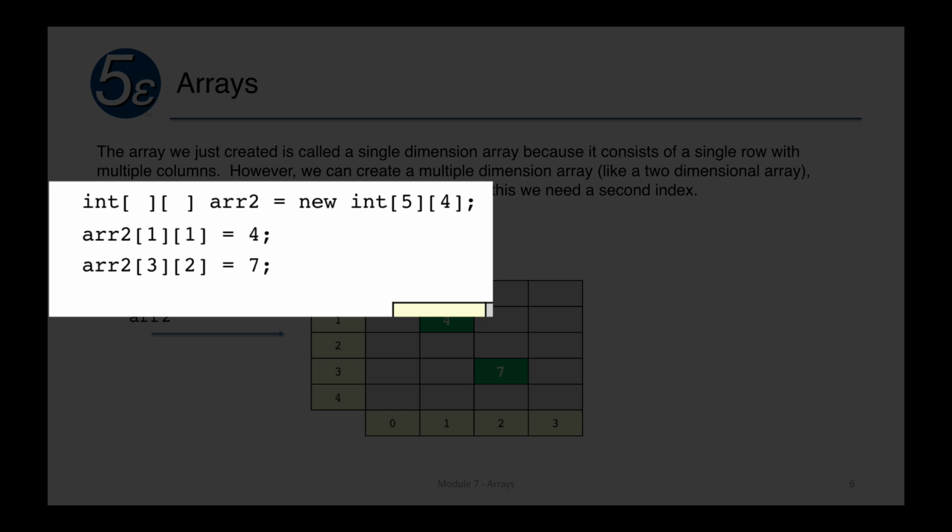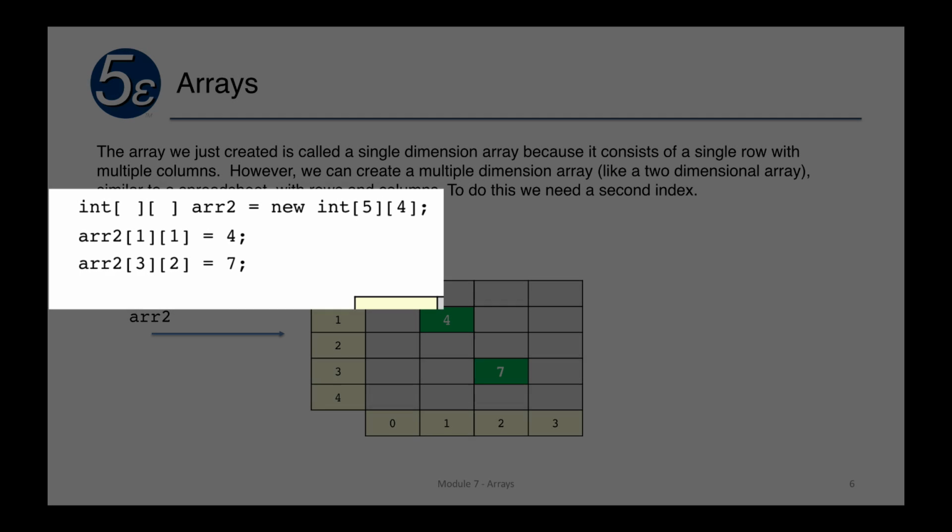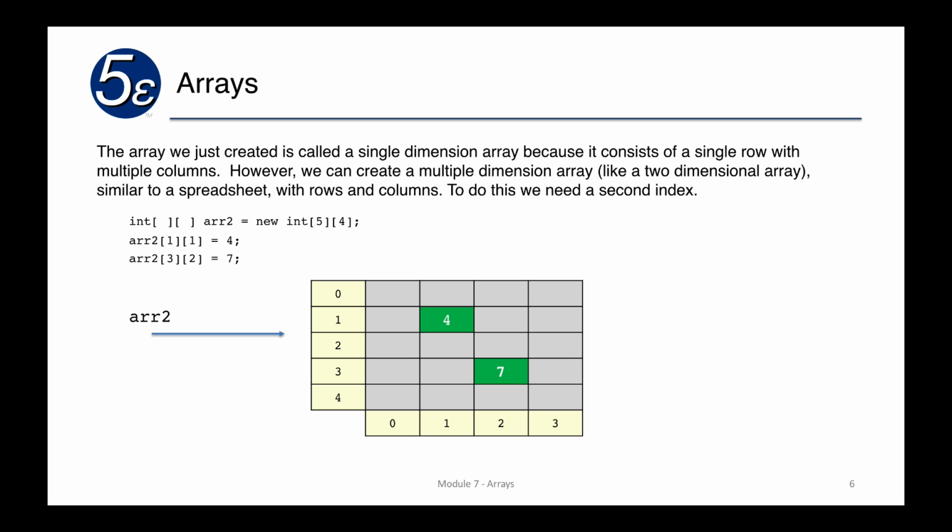In this case, we have ARR[1][1] equals 4. So we go to the row 1, column 1, and we put in a 4. In the case of this one, we go to 3 and 2. And these should be ARR2, not ARR. But [3][2], which is going to be 7. And so it'll put those values into the 2-dimensional array.